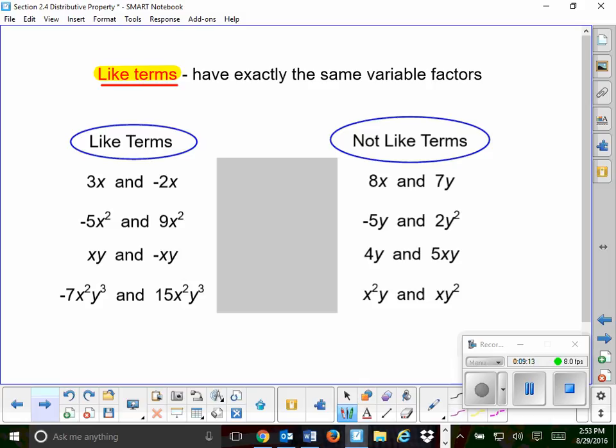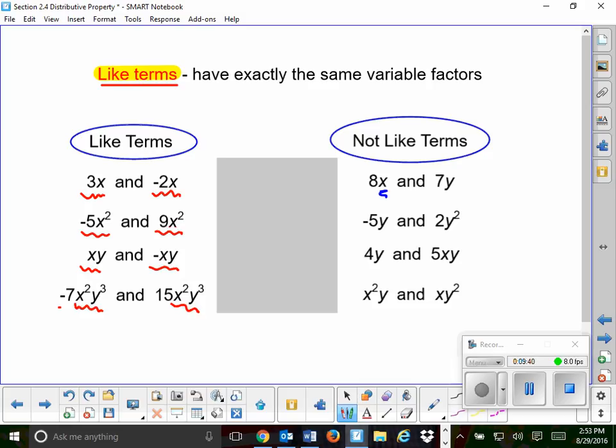Really quick, I just want you to look here and see what like terms and non-like terms are. Like terms would be 3x and -2x because they both have an x. Like terms here are x squareds and x squareds. They look the same, xy's and xy's. Don't worry about the numbers or the coefficients in front. Those are okay to be different. Here I have an x squared y and an x squared y. So on the left side, those are all like terms.